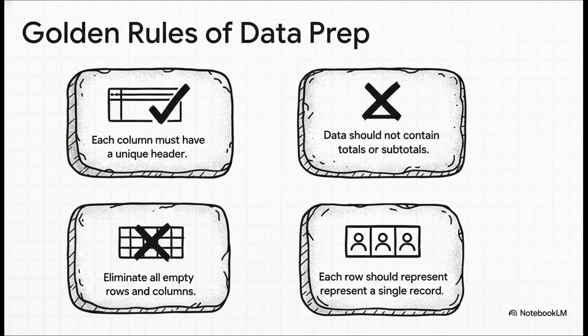1. Every column needs its own unique header. 2. Get rid of any totals or subtotals that are already in there. 3. No empty rows or columns. Just zap them. And 4. Each row should be one single record. If you nail this part, you'll avoid so many headaches later on. It's the foundation for everything else.